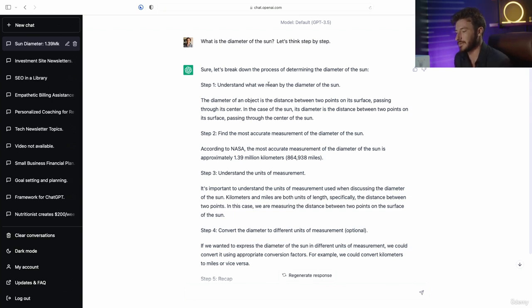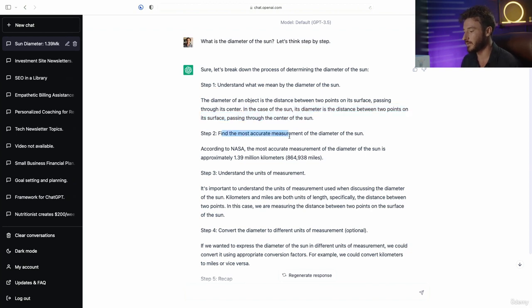So here we go. Let's break down the process of determining the diameter of the sun. Step one, understand what we mean by the diameter of the sun. The diameter of an object is the distance between 2 points on its surface, passing through its center. In the case of the sun, its diameter is the distance between 2 points on its surface, passing through the sun's center. So it's talking about, from the basic level of the explanation, what the diameter is for an object, what the diameter is for the sun, and then the next step.